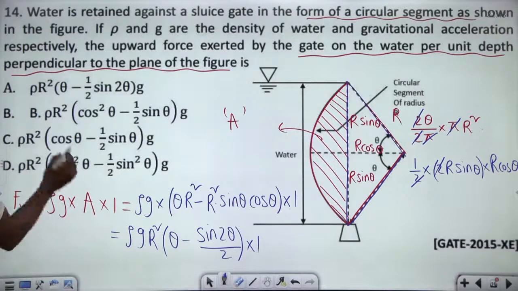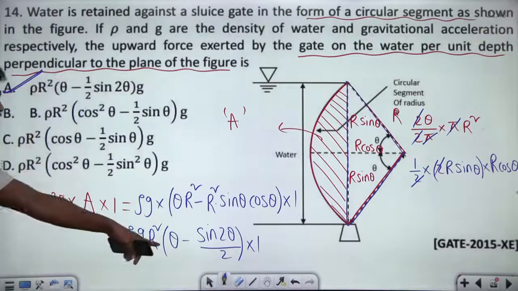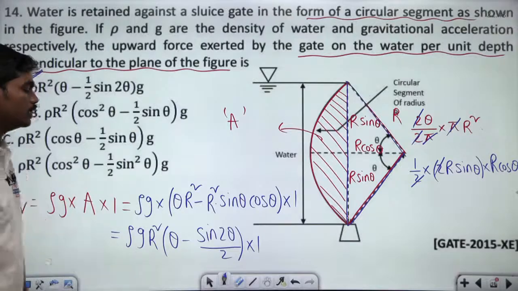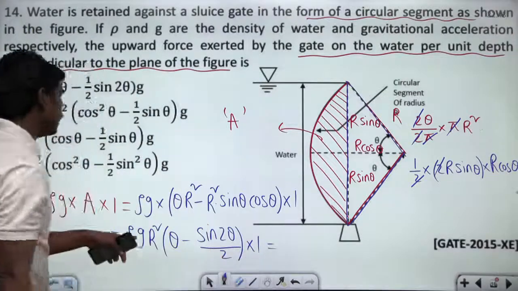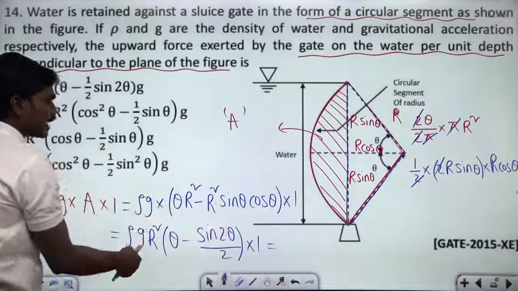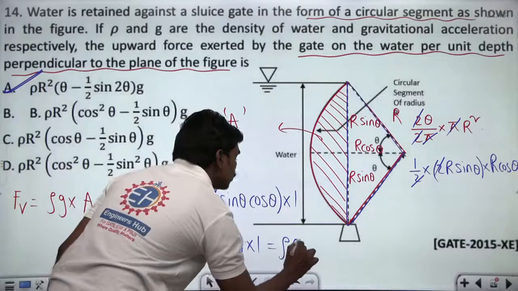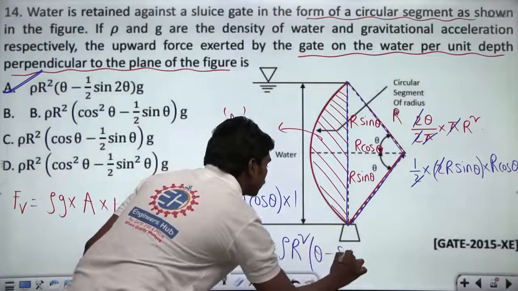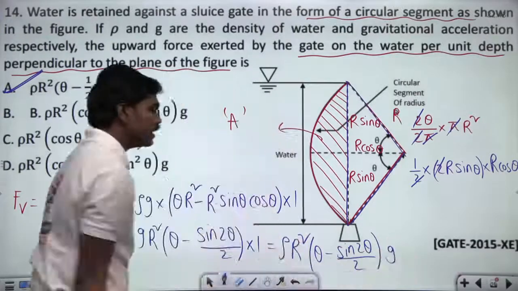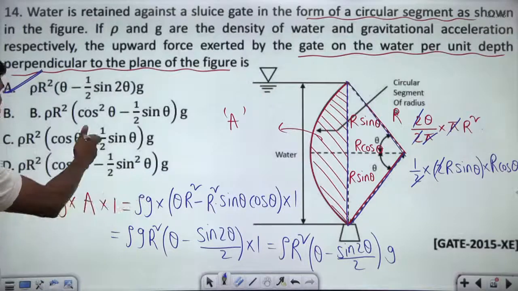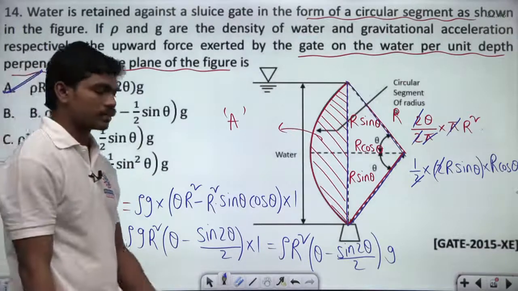So you can see the same thing, rho g r square into theta minus half sin 2 theta, because we have written a different combination. If you want, you can write the same combination. You can shift the g to the right side of the bracket, then you have rho r square into theta minus sin 2 theta by 2 into g. Clear? This is basically the net vertical force on this gate. So are you all clear?